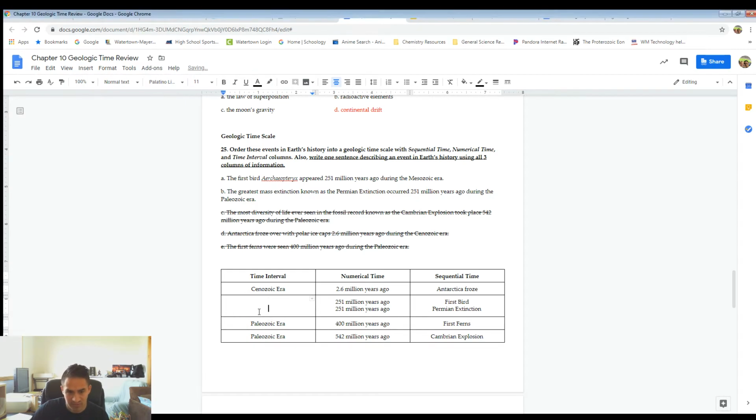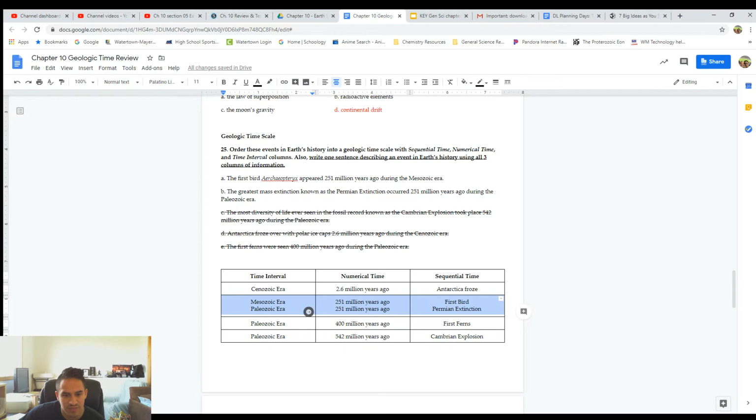The time interval for this one is the Paleozoic era. And then this was the Mesozoic era. Okay, like this. Mesozoic. There we go. All right. So you know what? And this is my bad. We actually probably want to have these as separate things. But whatever. It doesn't matter. It's fine. All right. So here we go. These both happened at about the same time. But the Permian extinction happened first because it was during the Paleozoic. And then the first birds came afterwards in the Mesozoic era because that's a whole different era.